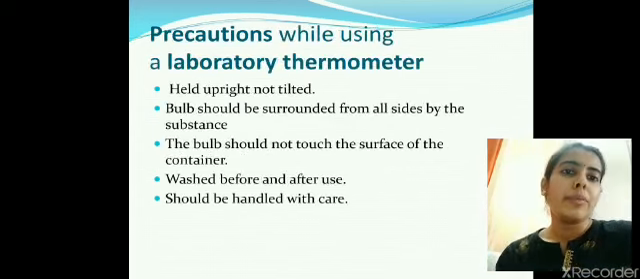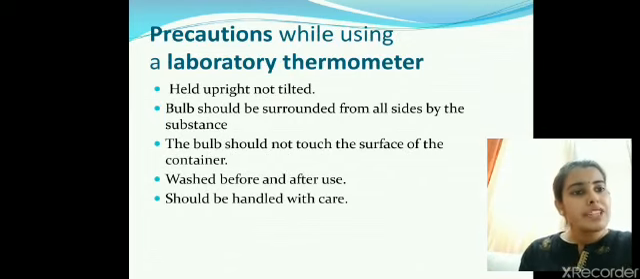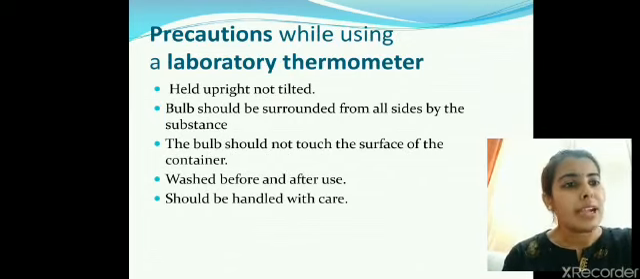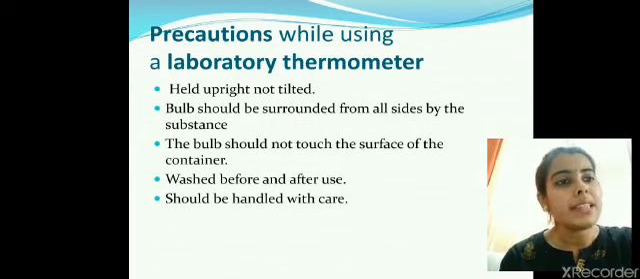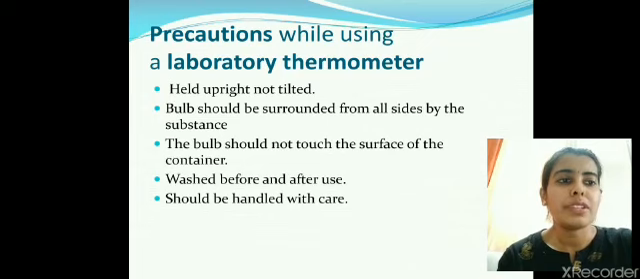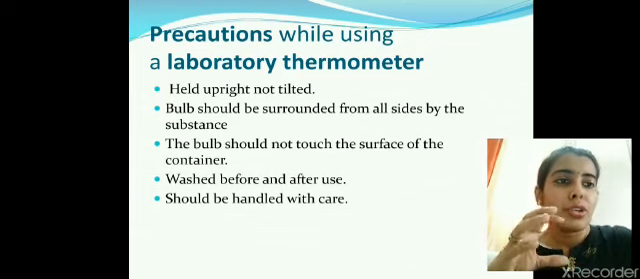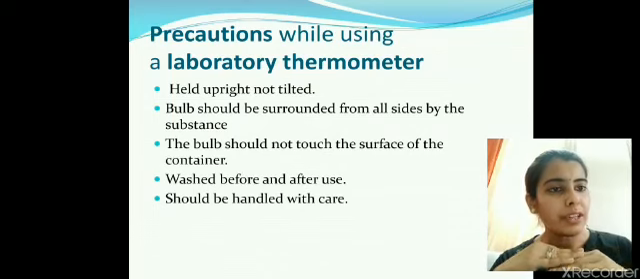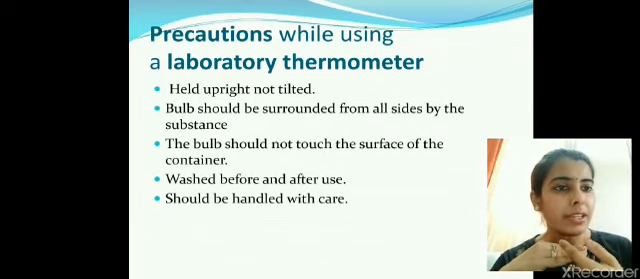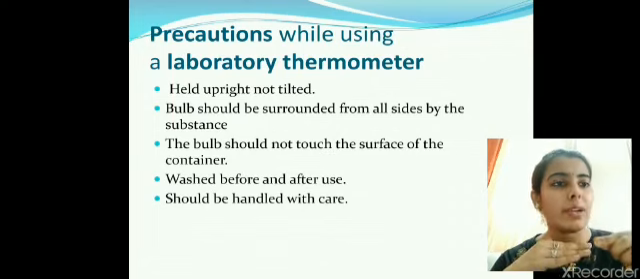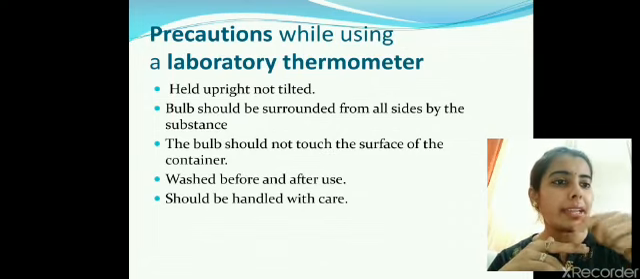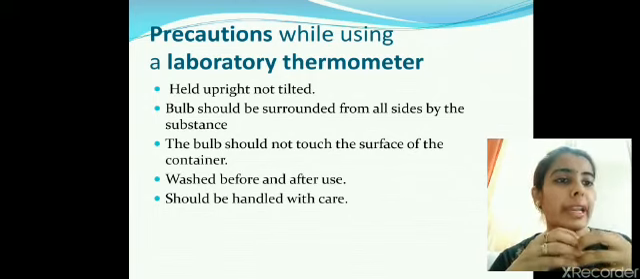Now, this laboratory thermometer. What is the difference between clinical and laboratory thermometer is that it doesn't have a kink, as I told you. It is used in laboratories, as the name itself tells you. It is used for experimental purposes. So whenever it is used, it has to be dipped in that solution. If you are taking the temperature of the solution, that bulb should not touch the base of the container. It should not touch the sides of the container. It should be completely surrounded, completely dipped inside the substance so that it gives you the correct reading.